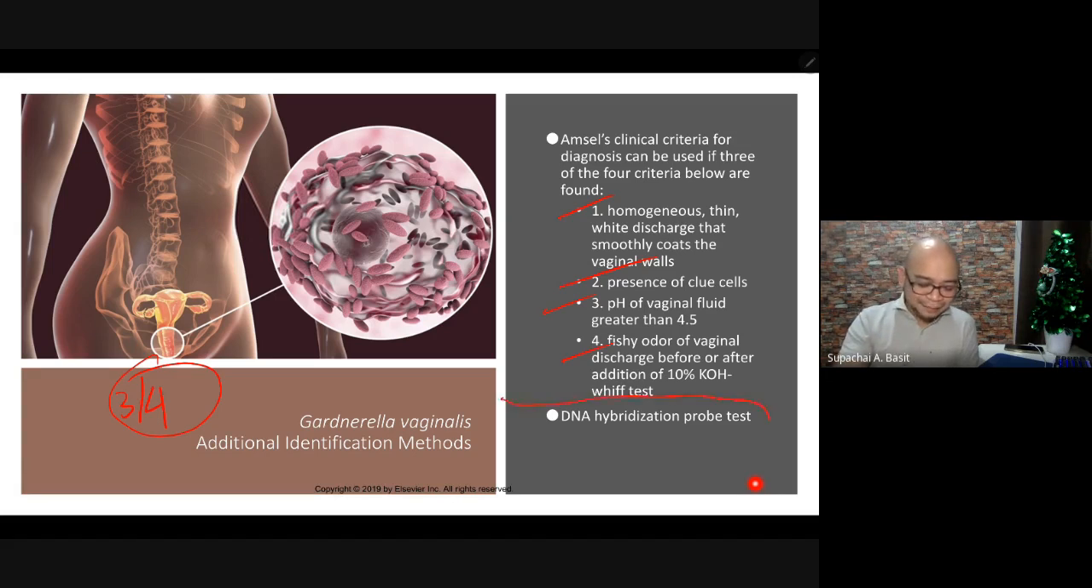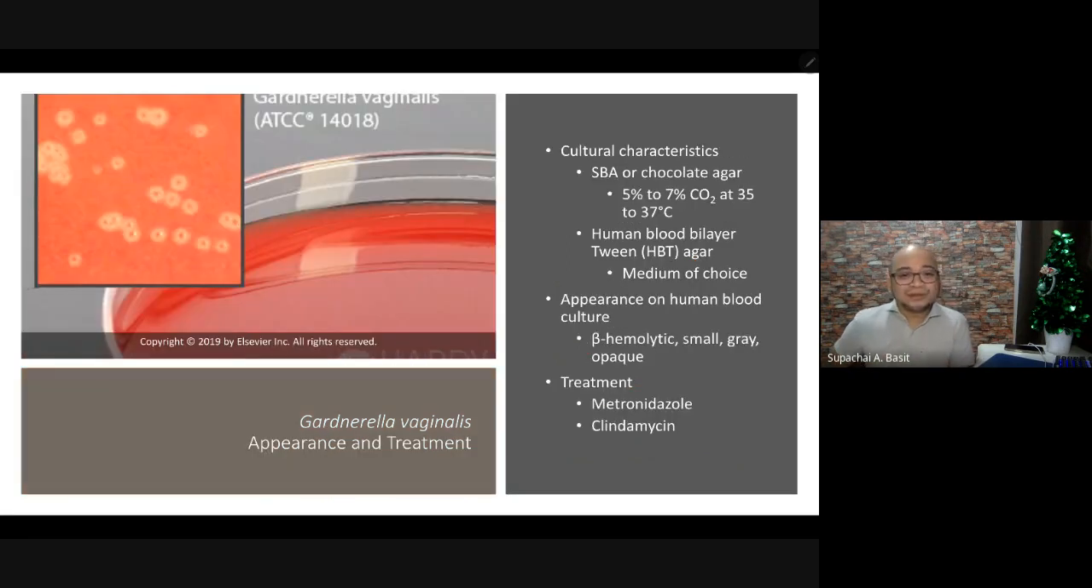DNA hybridization probe test is the molecular testing for Gardnerella vaginalis. As for cultural characteristics, under sheep's blood agar or chocolate agar, they need to be enhanced with 5 to 10% carbon dioxide, meaning to say they are capnophilic.